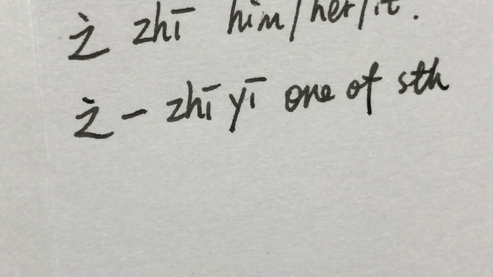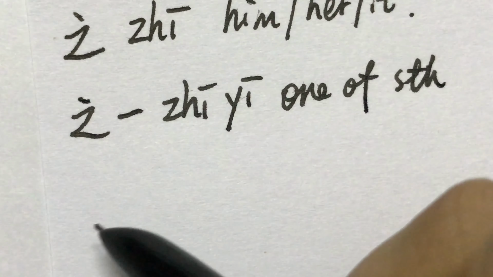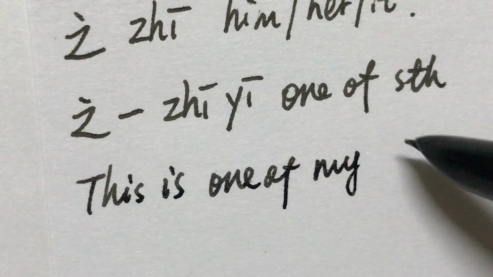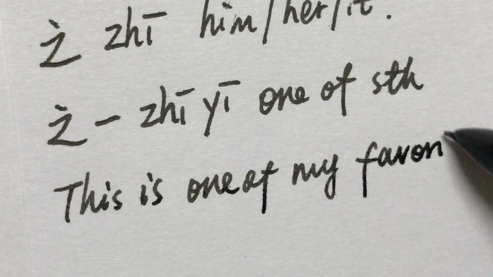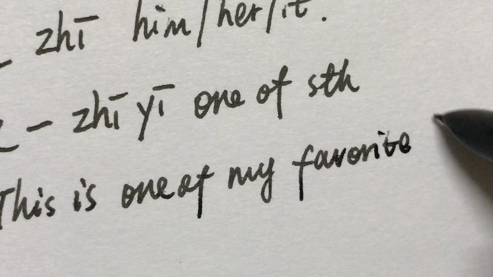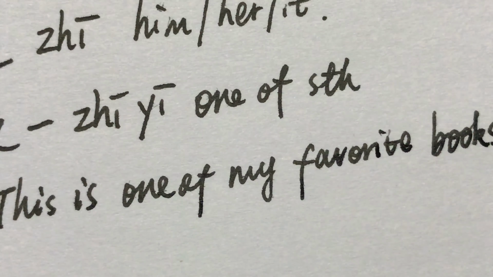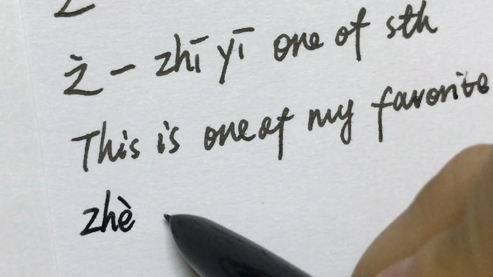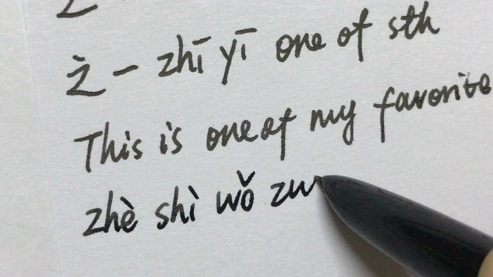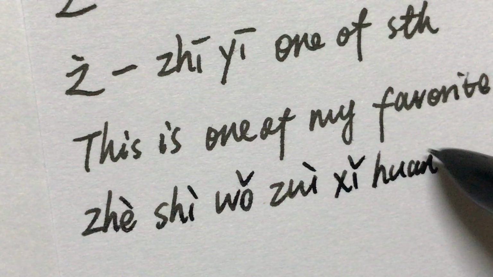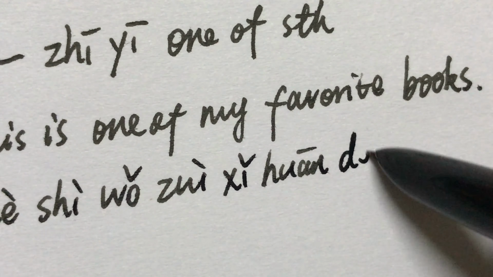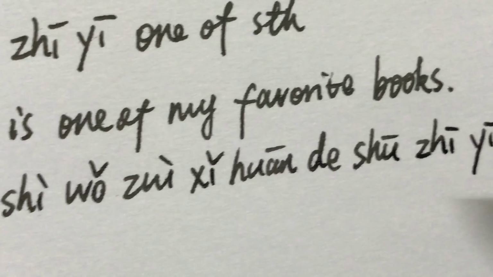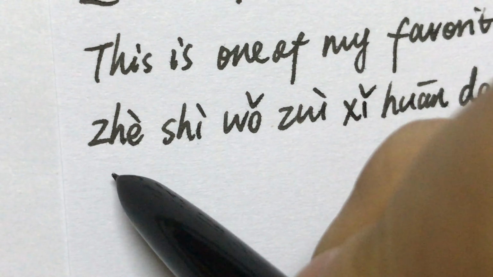Check this sentence. This is one of my favorite books. 这是我最喜欢的书之一。 Now let's write in Chinese.